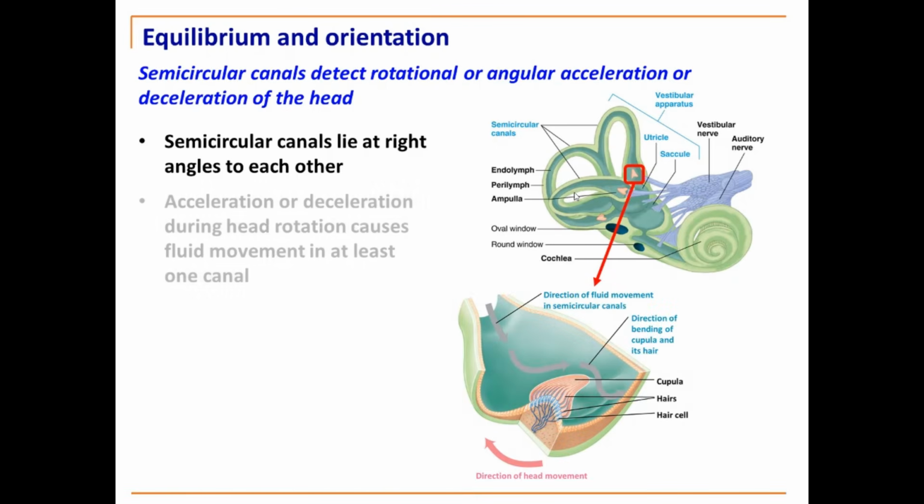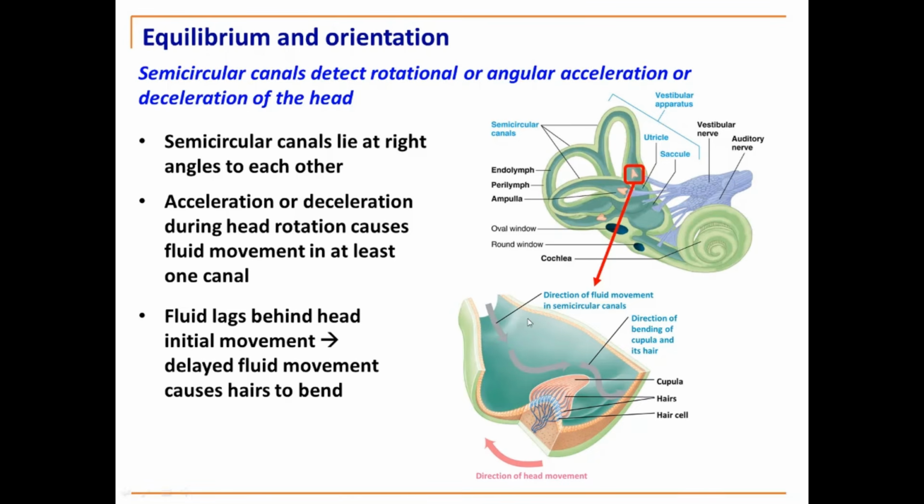And if we're also taking a look at it, the acceleration or deceleration during head rotation causes fluid movement in at least one of these canals. So here you can see the fluid movement. And of course, the fluid lags behind the head's initial movement, and that delayed fluid movement causes the hairs to bend. So really what's happening is the semicircular canals are detecting the starting or stopping of rotation. So, for example, the starting and stopping of spinning, turning the head, or somersaulting.